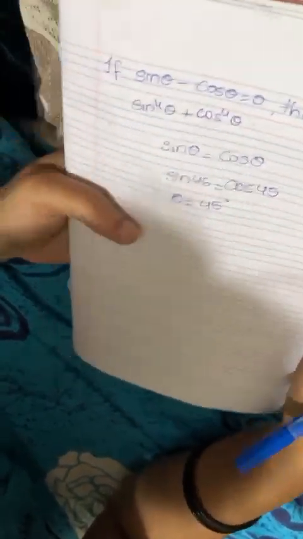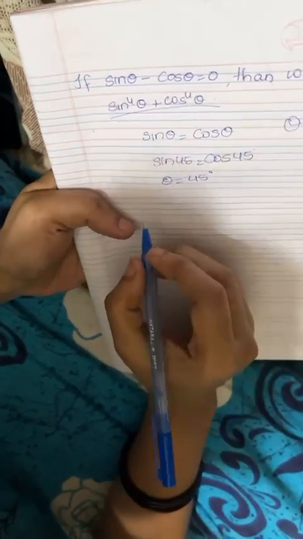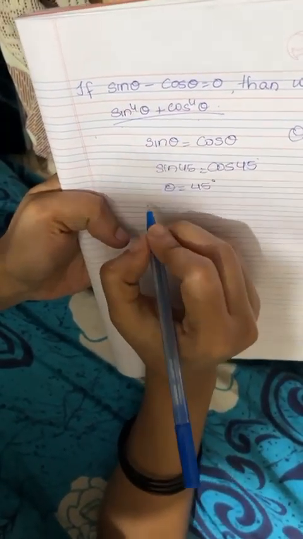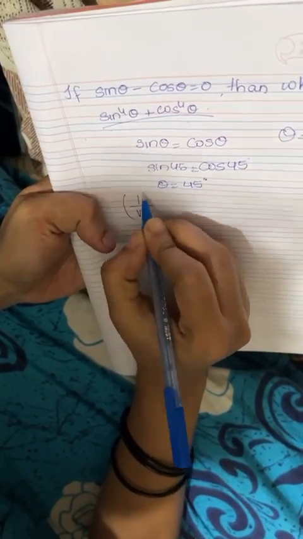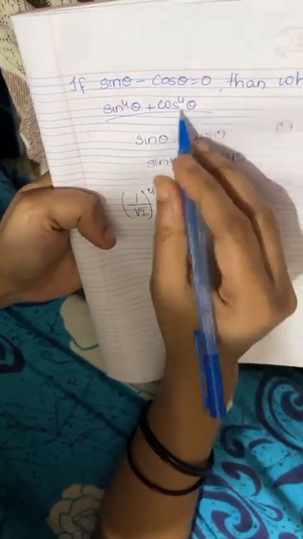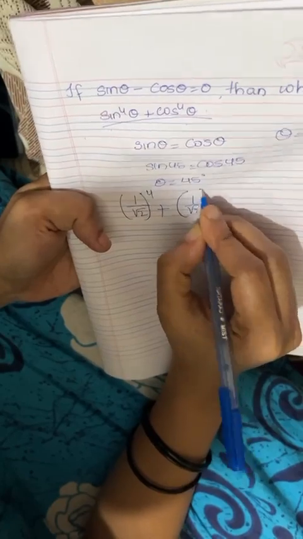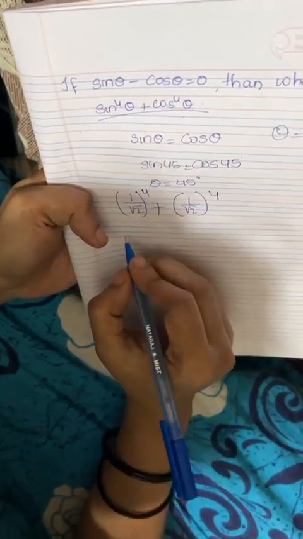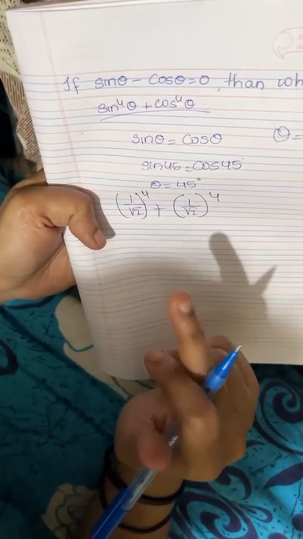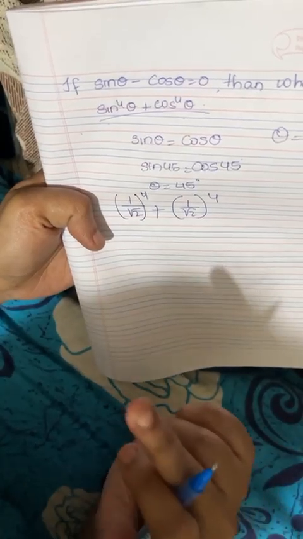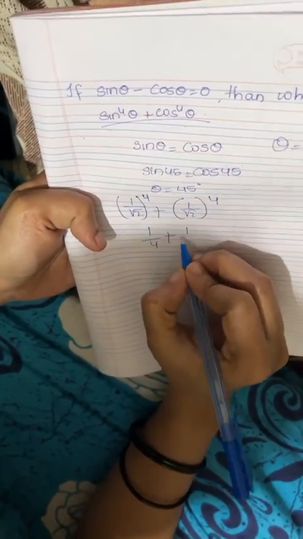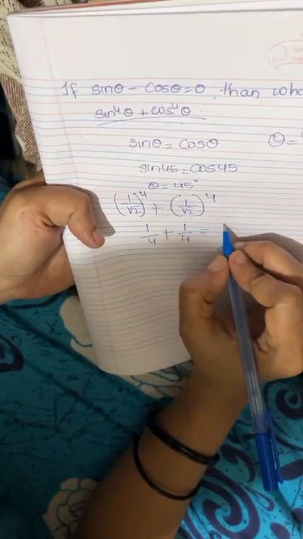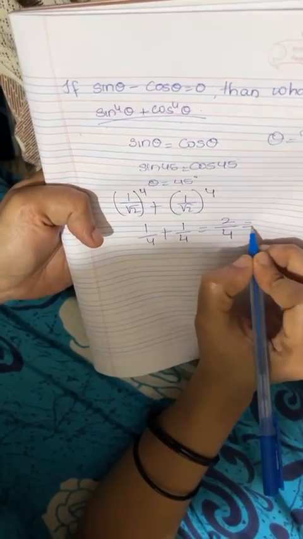From here we have to find sin raised to 4 theta plus cos raised to 4 theta. That is nothing but sin 45, 1 by root 2 whole raised to 4, plus cos 45, 1 by root 2 whole raised to 4. If we multiply, root 2 into root 2 into root 2 into root 2 is 2 into 2, so it is 1 by 4. Similarly here also it is 1 by 4. Now if you add, this will be 2 by 4, which is equal to 1 by 2. The answer is 1 by 2.